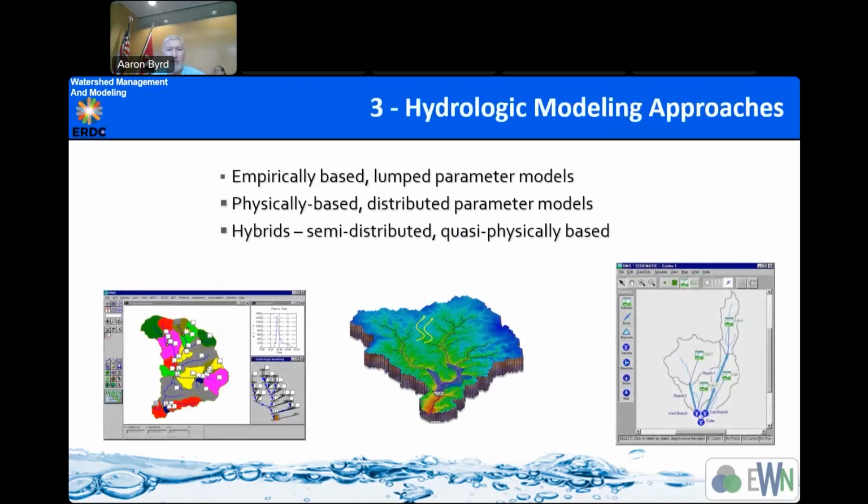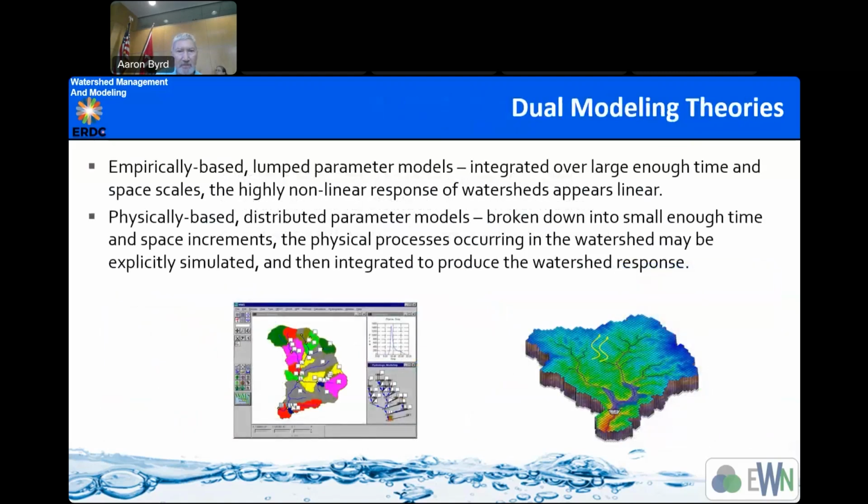So, hydrologic modeling approaches. There's two basic approaches. There's empirically based lumped parameter models, there's physics-based distributed parameter models, and then there's what people call hybrid models or semi-distributed models or quasi-physically based, where they're mostly empirically based, but they use parts of physics-based models. And so they're somewhere in between, basically.